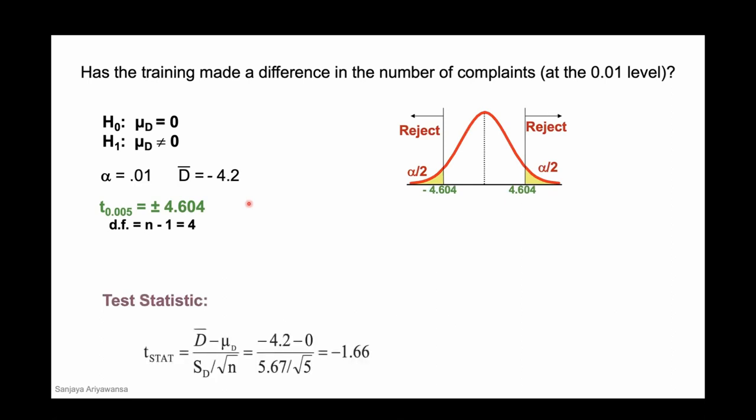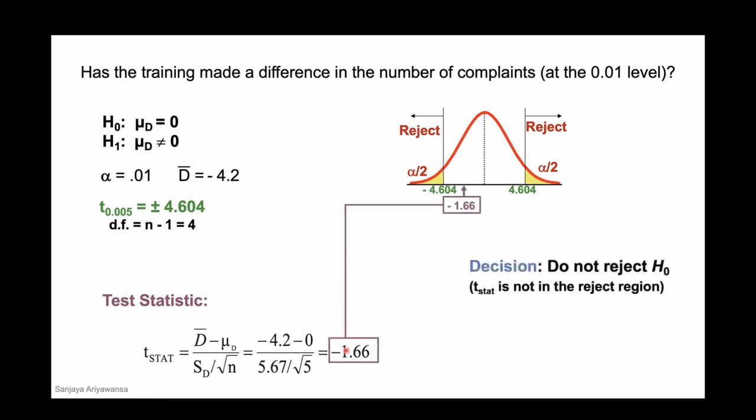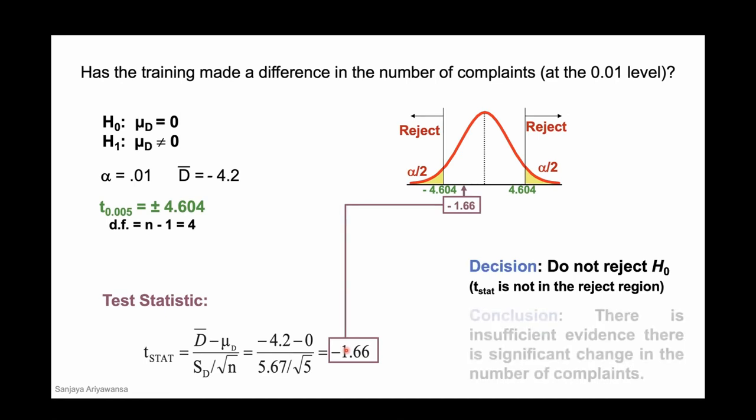The process is very similar to what we've done now, just that your notations and your concept are a little different. You calculate the t-stat: d bar minus mu d over sd over root n. You get minus 1.66. Where is minus 1.66? It's somewhere over here, which means your decision is not to reject H0. What is the conclusion? You say there is insufficient evidence that there is a significant change in the number of complaints.